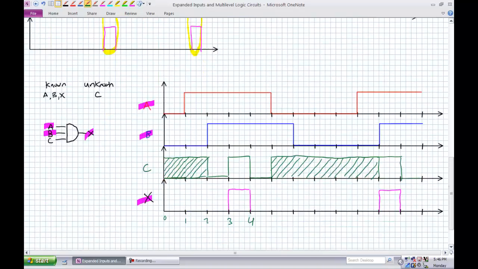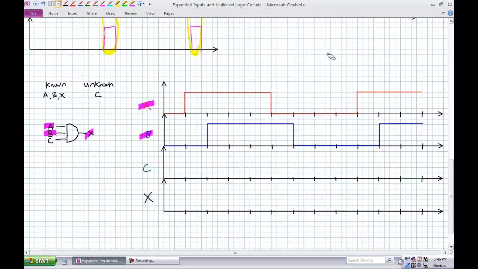Oh, troubleshooting. Let's say, for example, our input C here, cleaned everything up. What would the output X look like if C was always a 0? Let's say C is accidentally shorted to ground. What does C look like? Well, it's 0 all the way across.